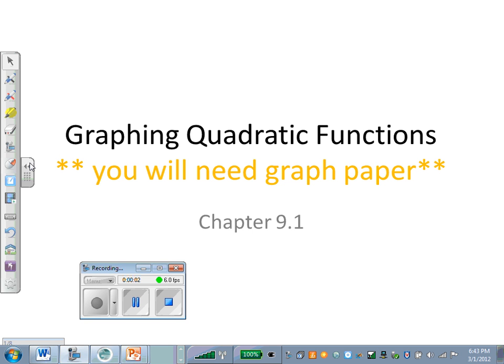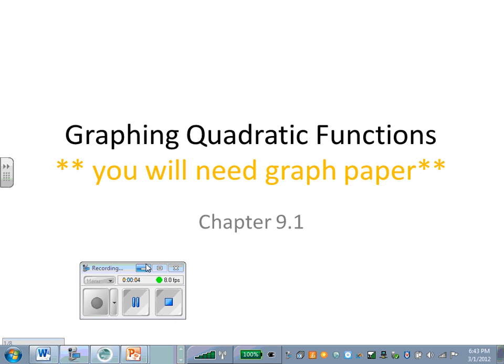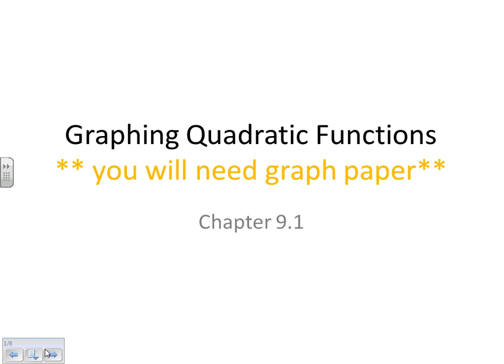Okay, so this is the first part, the first time we're going to try this flip. And this is the first section of chapter 9, and this is 9.1. This is graphing quadratic functions. Notice you will need some graph paper for this lesson because we are, in fact, graphing quadratic functions.